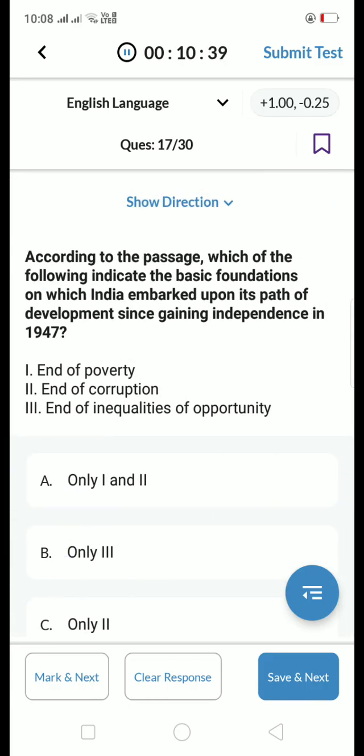According to the passage, which of the following indicate the basic foundation on which India embarked upon its path?